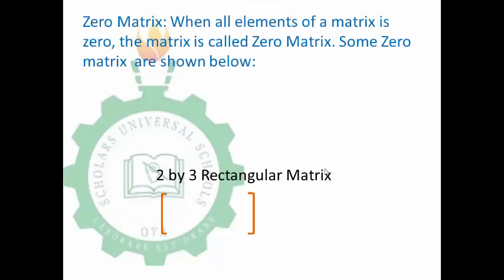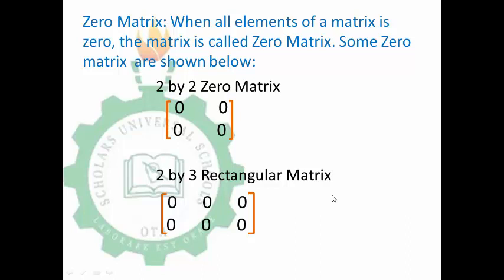We can also talk of the zero matrix, whereby all components or all elements of the matrix are 0. For example, you have a 2 by 2 zero matrix. You see that there's nothing there. Every number there is 0. Then you have rectangular matrices, which can also be zero matrices. So you have a 2 by 3 zero matrix here.